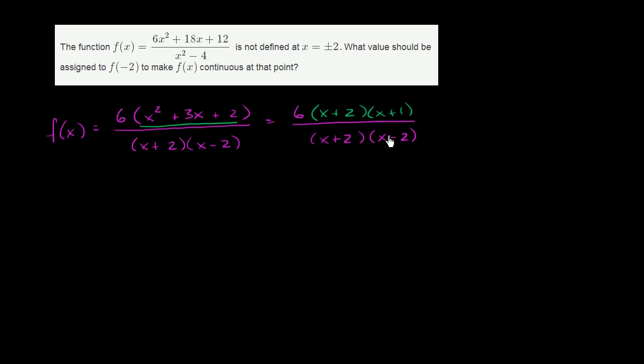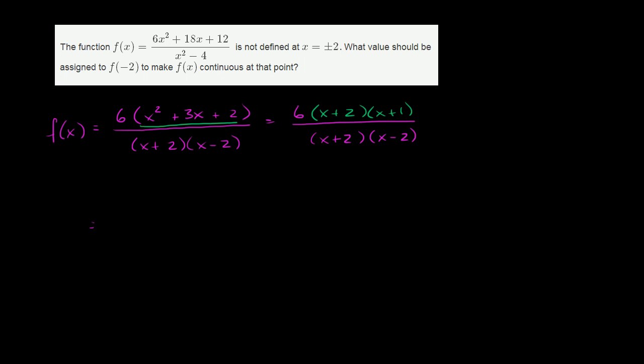Now, if we know that x does not equal negative 2, then we can divide both the numerator and the denominator by x plus 2. The reason why I'm making that constraint is that if x were equal to negative 2, then x plus 2 is going to be equal to 0, and you won't be able to do that. We don't know what it means to divide something by 0. So we can divide the numerator and the denominator by x plus 2, but we have to assume that x is not equal to negative 2.